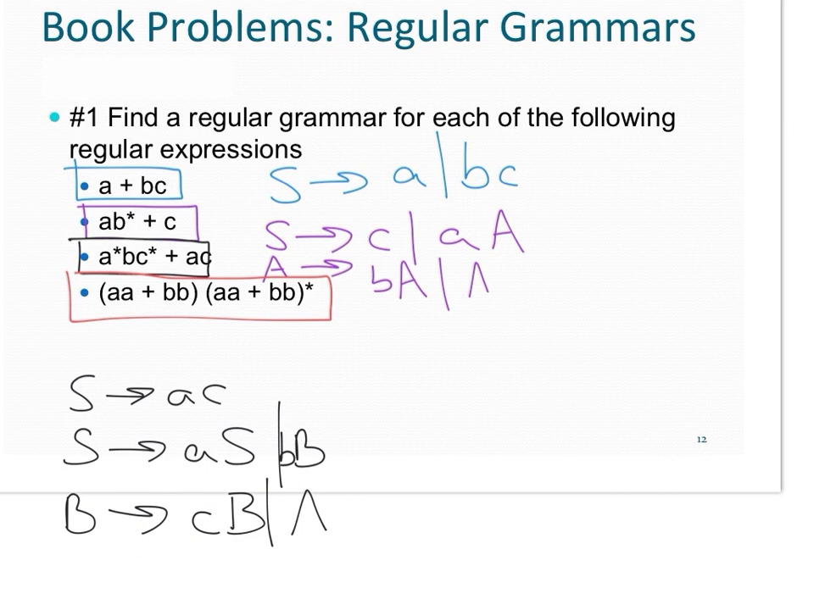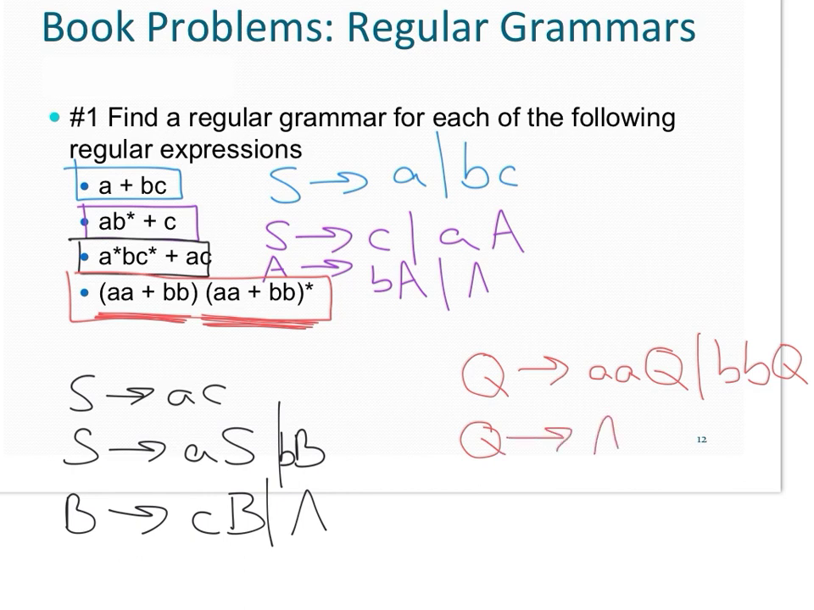So let's see. Instead of starting with S, let's start with Q for a change. So Q could go to aaQ or bbQ. And really, that's going to give us as many pairs of a's or pairs of b's as we want. Because remember, you have to have at least one aa or one bb, and then you follow that with zero or more of whichever you like. So the trick here is going to be ending. We can't say Q goes to lambda as another rule, because that would mean that lambda would be in our language. We can't have lambda in our language, so that's not a rule we can have.